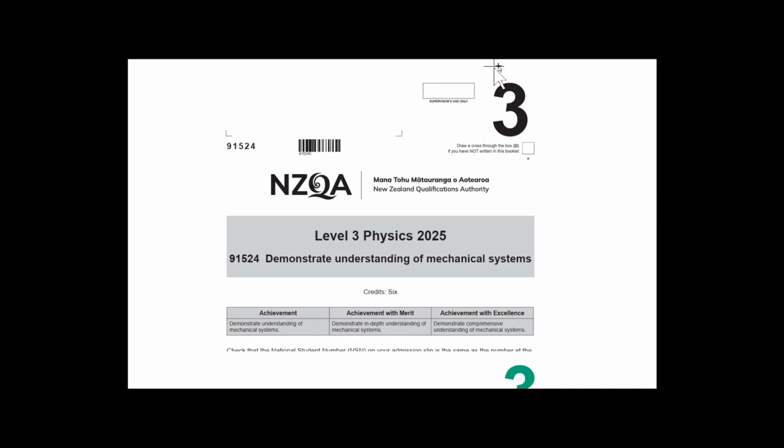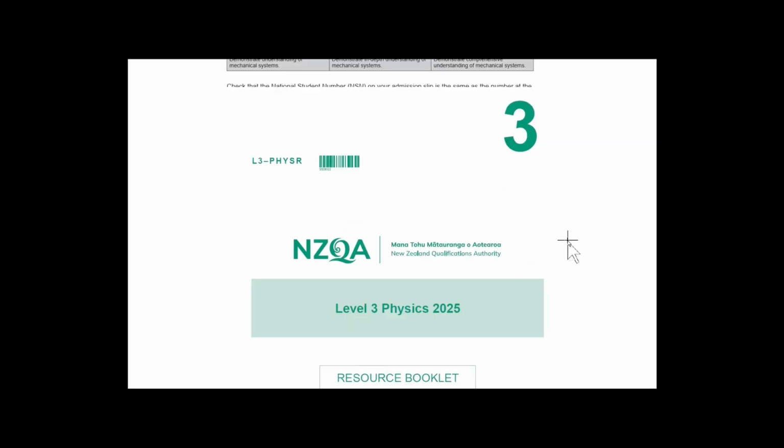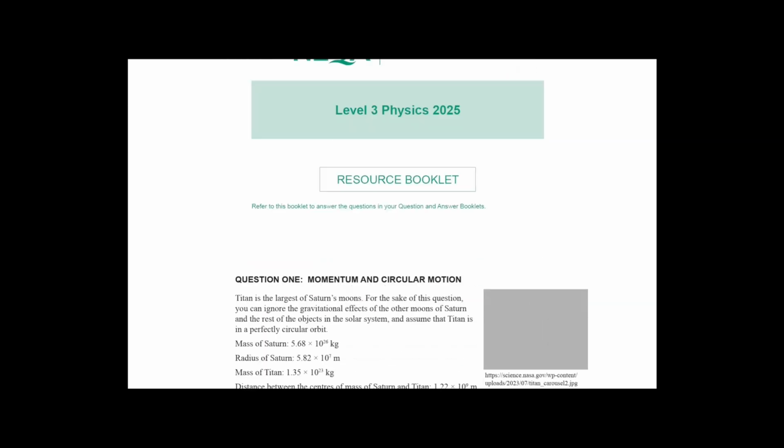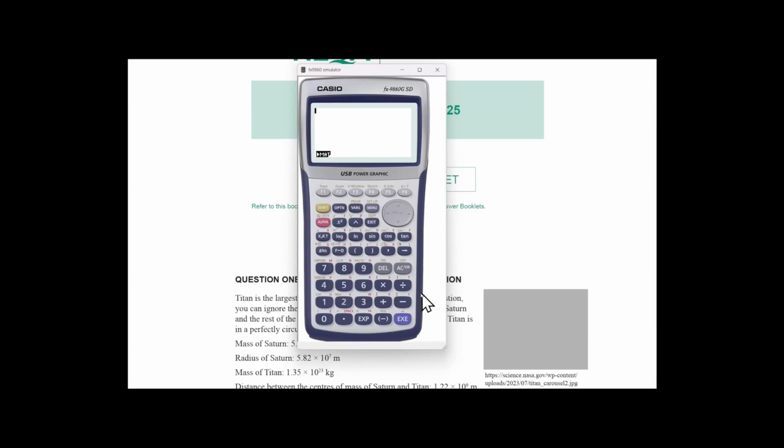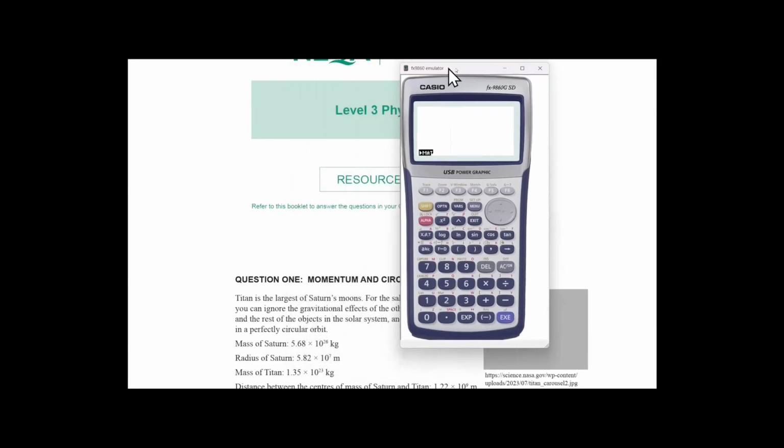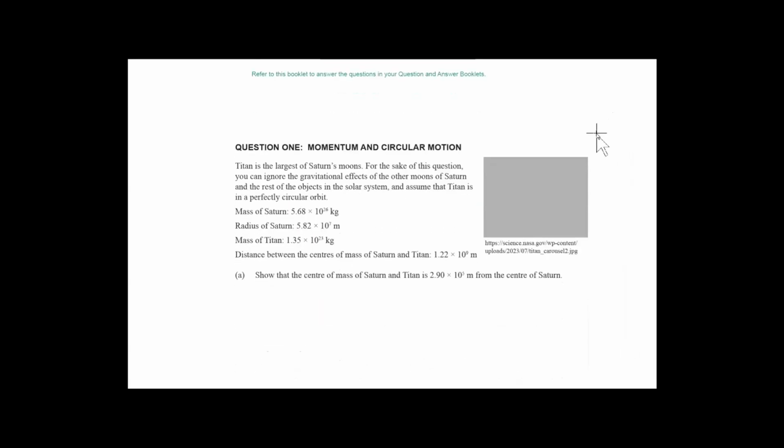We're going to be doing Physics 3, the most common exam used, demonstrate understanding of mechanical systems. I think this is probably done by almost all level 3 physics students. I'm going to be using the level 3 resource paper that was given to you, and also the most common calculator used by New Zealand students. So, without any further ado, let's do it.